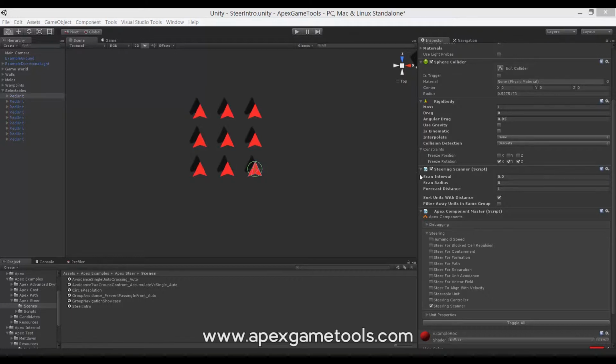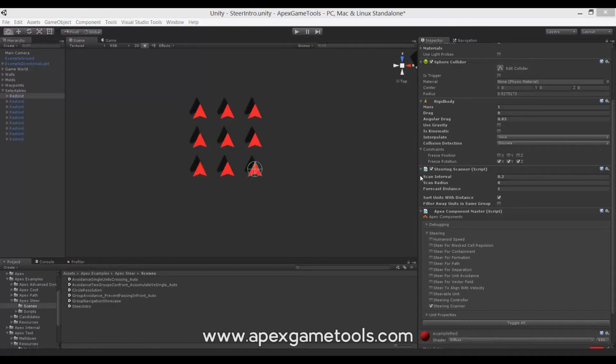The first is the scan interval. This is the number of seconds between each scan. So the lower this value, the more precise information about other units will be given. And the higher it is, the less accurate it will be. And obviously the higher it is, it will also run fewer times, so the performance will be higher. The default value of 0.2 is sufficient in most cases.